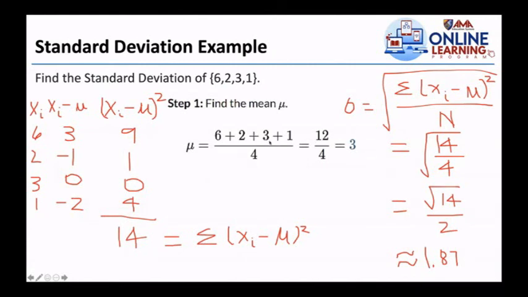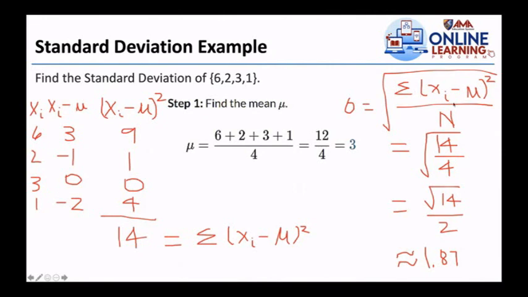So we add all of this, divided by 4, so this is 3. Now once we get the population mean, we subtract it from the data values, each of them. Now 6 minus 3, this one is 3. 2 minus 3, -1. 3 minus 3, 0. 1 minus 3, -2. Why do we have to do that?